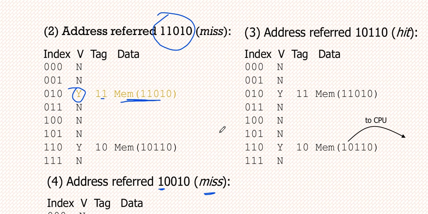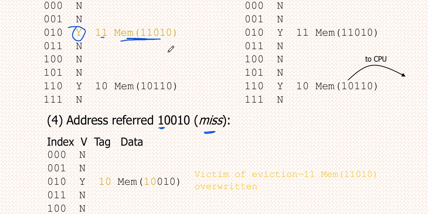Now, if the person comes again to do this same memory access again, it will also be a miss. So the problem of the direct-mapped cache is that if you access alternating addresses continuously, you'll be continuously missing.